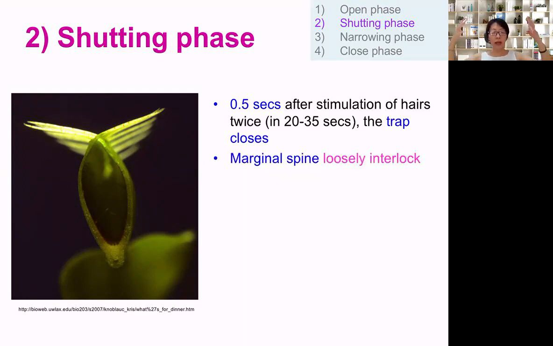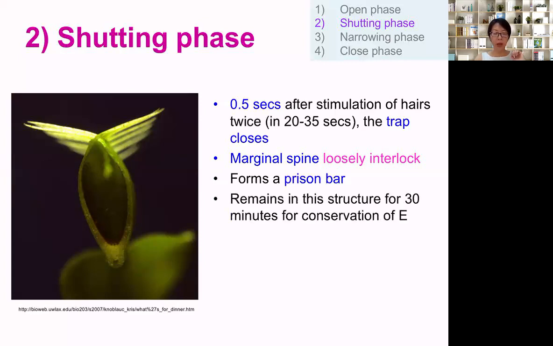So the marginal spines will loosely interlock with each other. So it will remain like this, okay? This forms a prison bar. So the insect is trapped inside already. So the trap will remain in this structure for 30 seconds. Oh, sorry, 30 minutes. Okay, it will remain here for 30 minutes.